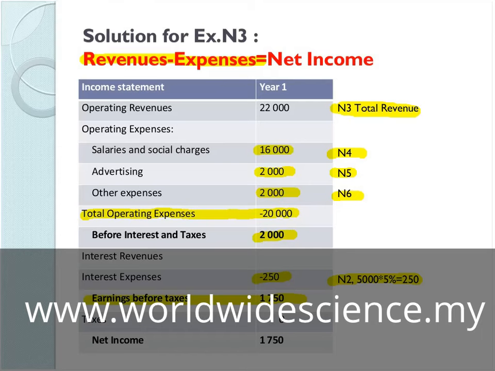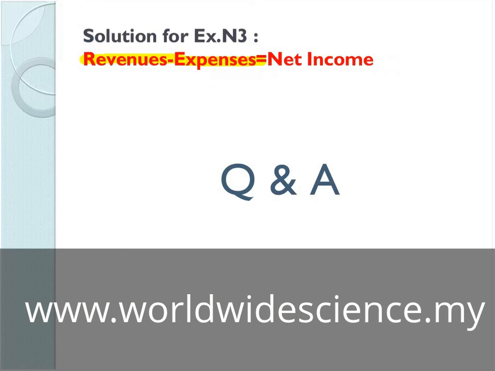The taxes always come at the end of the income statement. But we have no taxes because in the exercise it is not given. Also, it's not given any transactions below the taxes. That means for taxes we put 0. If it's not mentioned, we just put 0. And net income will be 1,750. So this is the income statement. So that's all. So any questions?